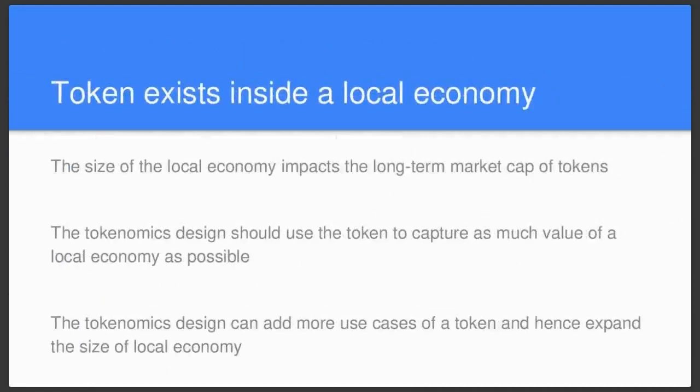The last thing I want to talk about is the local economy. This is very hard to explain. It's very abstract, but I just want to highlight a few things that you should keep in mind when you design tokens.